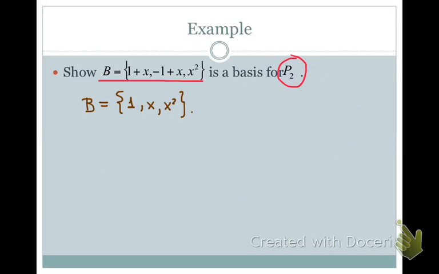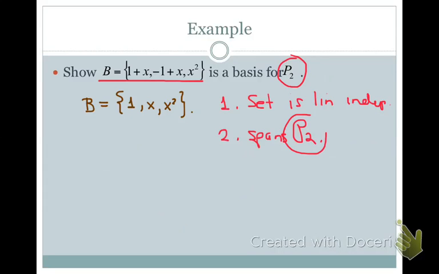So to show that it's a basis, we have to show first that the set is linearly independent. And second, we must show that it spans P2. What it means that it spans P2 is that if I take this set of polynomials, I can generate any polynomial that is second degree.